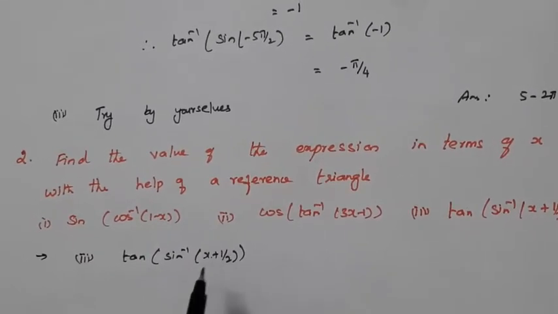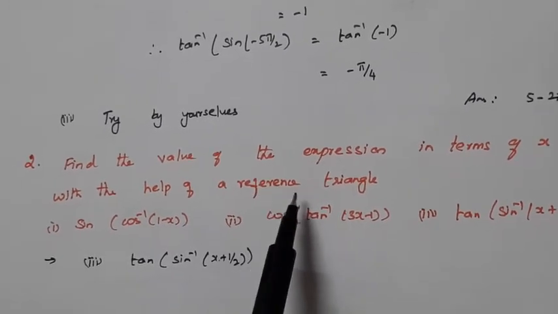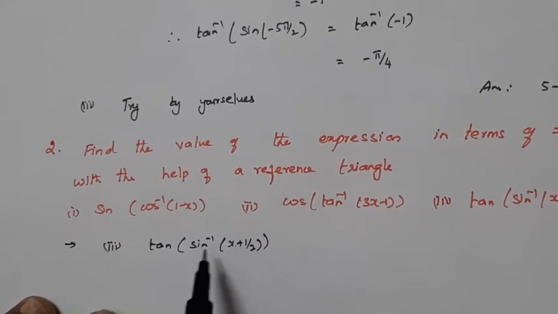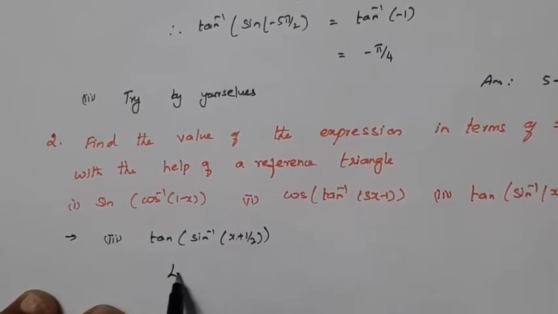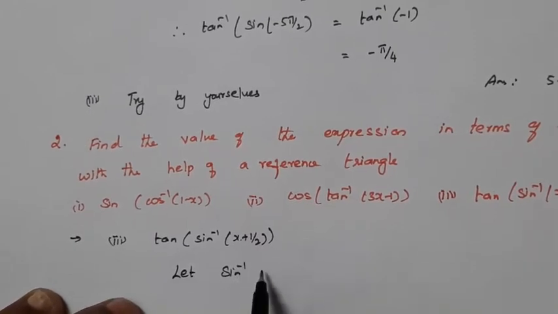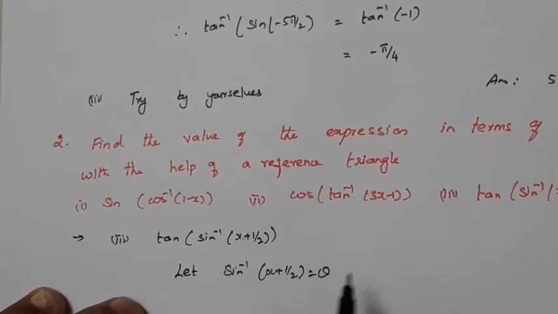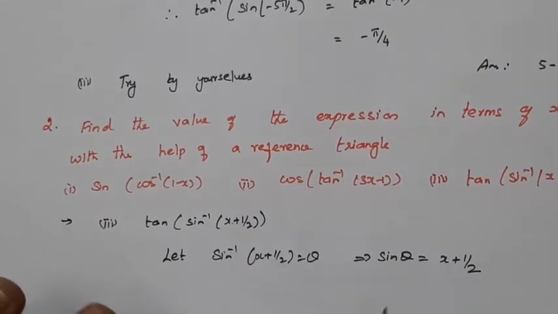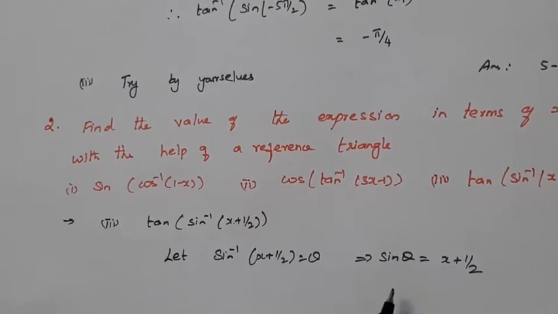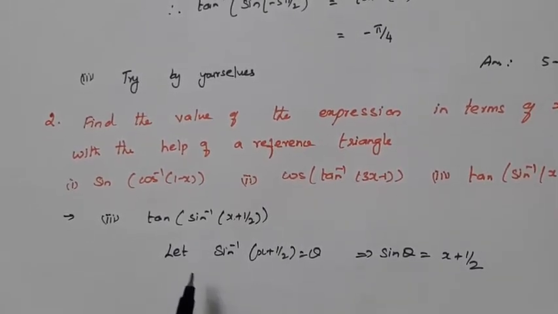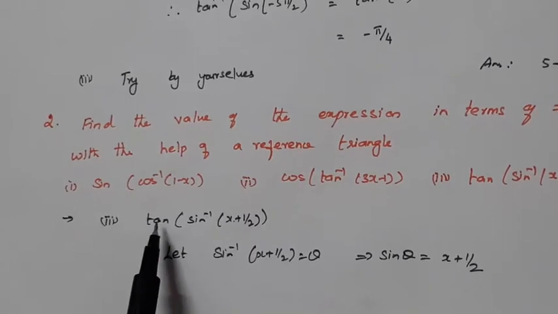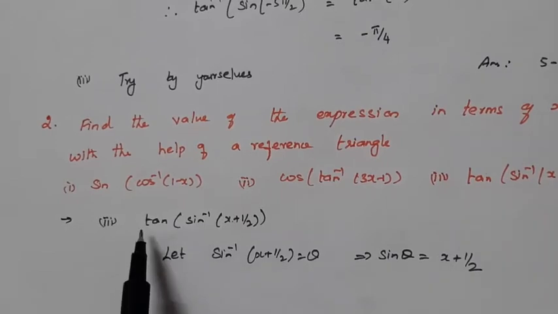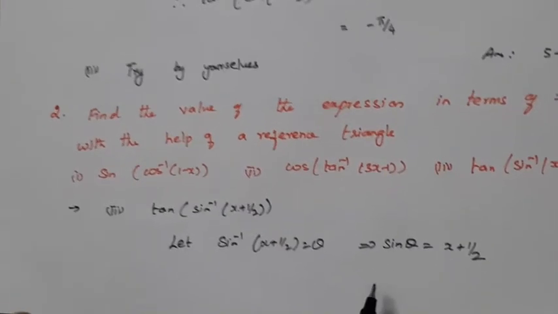Okay. So here the question itself says you have to use a reference triangle, right? So what you have to do in this case is take the interior function, that is sin inverse of x plus 1 by 2, as theta. So let us take sin inverse of x plus 1 by 2 is equal to theta, which implies sin theta is equal to x plus 1 by 2. With the help of that, we have to find out the required ratio, whether it is tan or cos or cot. But here the outside function is tan, so you have to find out tan theta. If it is cos, you have to find out cos theta. If it is cot, you have to find out cot theta. So in this way, you have to proceed.